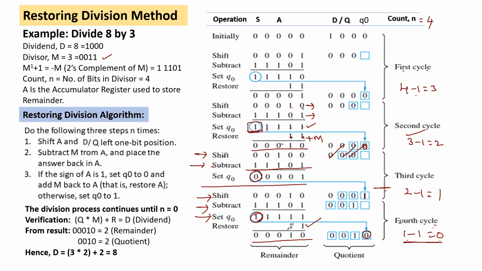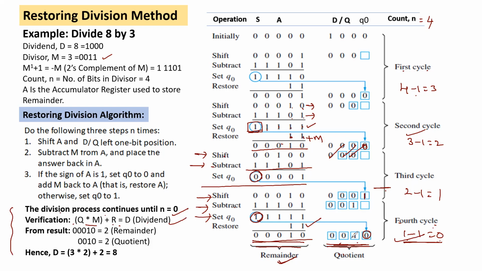How can we check? Here the accumulator is used to store the partial remainders and also the final remainder. That means at the end of the process, the bits in the accumulator are the remainder bits, and the quotient register has the quotient bits. Now how can we cross-check the answer? This is the process of verification. This division process continues until N equals 0, already completed. Verification: you should multiply the quotient with the divisor and add the remainder, which is equal to the dividend.